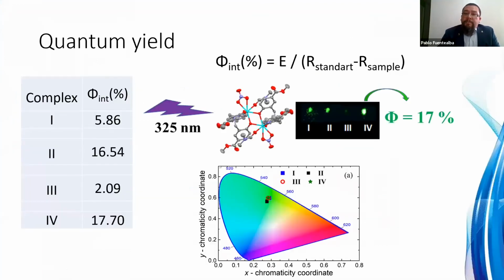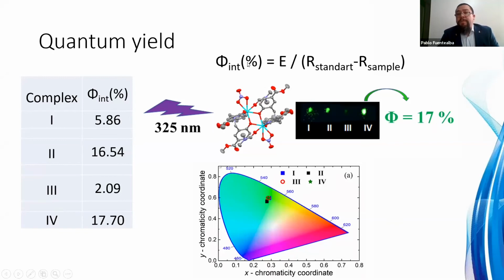In this case, we have measured the quantum yield efficiency of the emission spectra, and we have found some really high values and interesting results, mainly with compound 4, that was the ligand with carboxylic group that we could not obtain with dysprosium 3 cations. In this case, we have a quantum efficiency of near 17%.